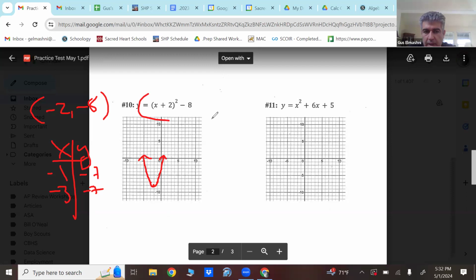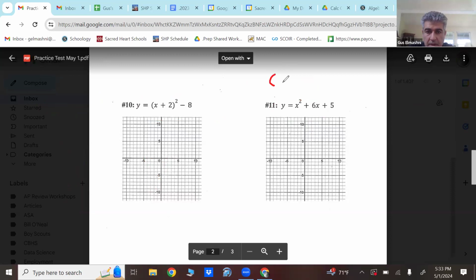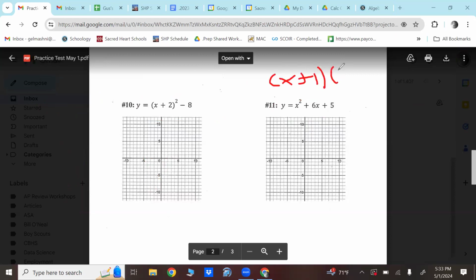So if you see it written like this, where it's a parentheses, something squared plus something on the outside, you can use the vertex form to just compare. If it's written like this, then you do negative b over 2a. So you have to be mindful of what technique we're going to use to graph this. Sometimes you could factor them. That's yet another technique.